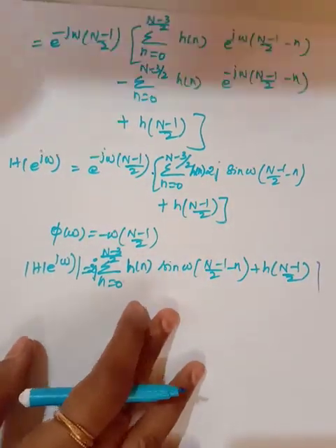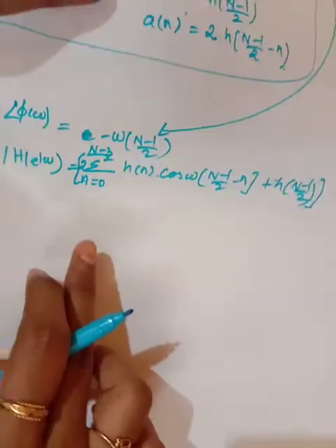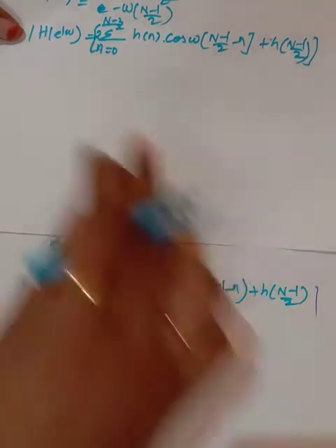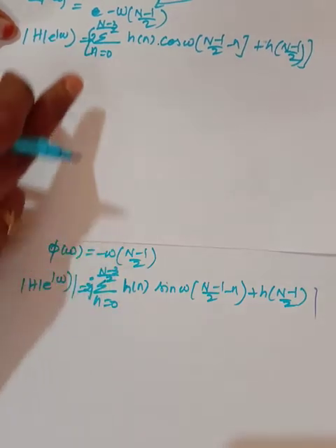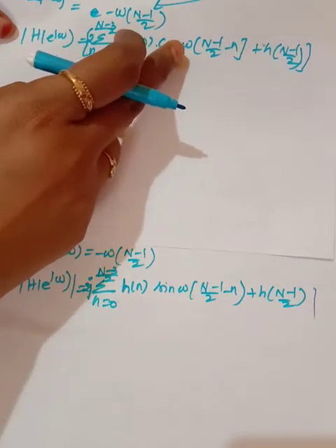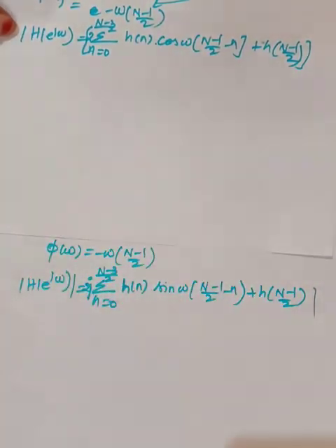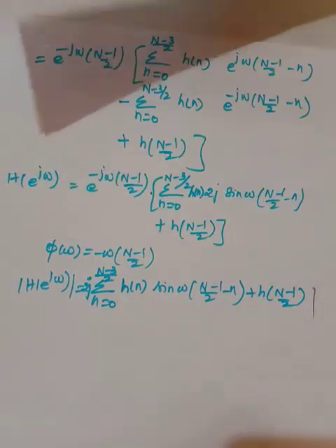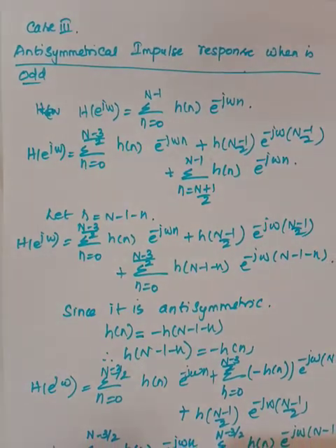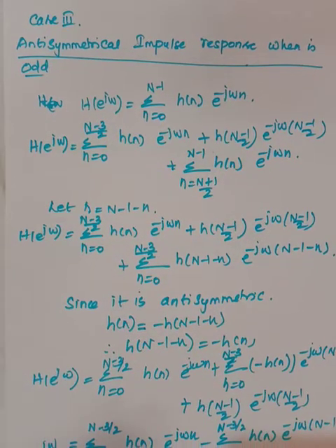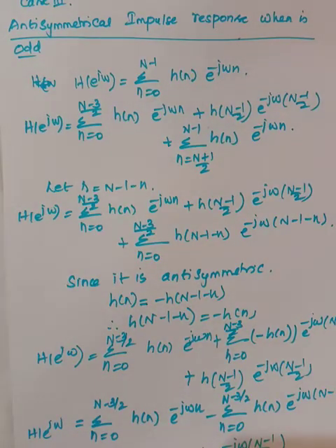The same similar concept. Here the phase is minus omega n minus 1 by 2. Here also minus omega n minus 1 by 2. Here you are having h of n, and instead of cos I am getting sine because of substituting the antisymmetric condition, and the remaining values are all the same. Hope you understood. Just compare these two conditions, symmetric impulse response and antisymmetric impulse response when n is odd, and then learn it. Then only it is easy for you to understand the concepts.